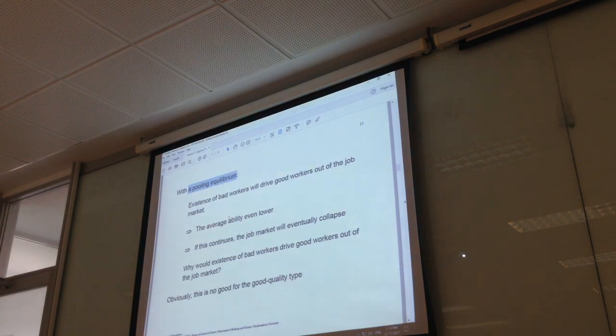In this condition, same condition as the suboptimal insurance premium. But in this case, the suboptimal wage, the market wage rate, is set based on average quality, not true quality. At the limit this will lead to the collapse of the job market. Once again, the existence of bad workers will drive good workers out of the job market.